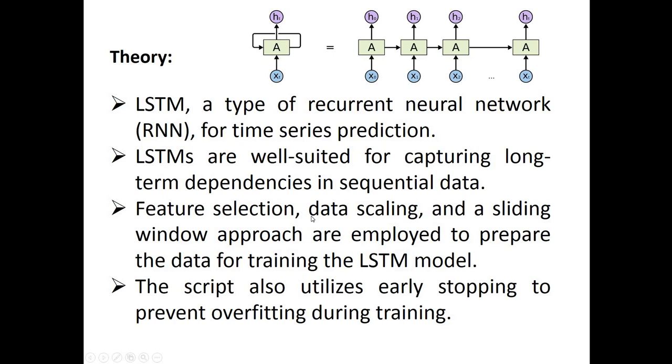Now, in theory, LSTM is a kind of recurrent neural network only. You can see in the diagram there are time-stamped feedbacks involved to create such a network. This is an advanced form of RNN, where the vanishing gradient problem has disappeared in LSTM. The first part is the feature selection, and then data scaling and the sliding window approach. These are employed to prepare the data for training the LSTM model. We will be going through these processes of feature selection, data scaling, and sliding window. The script also utilizes early stopping to prevent overfitting during the training.